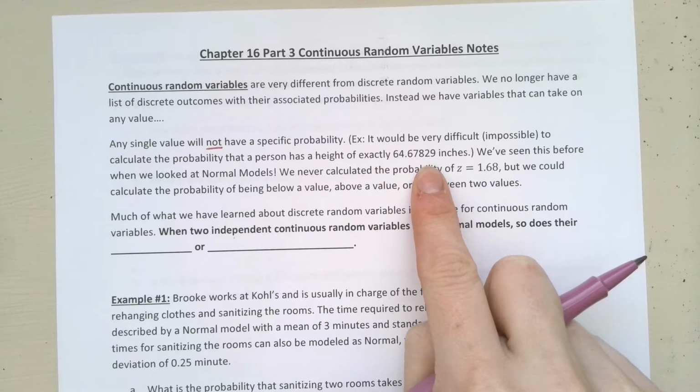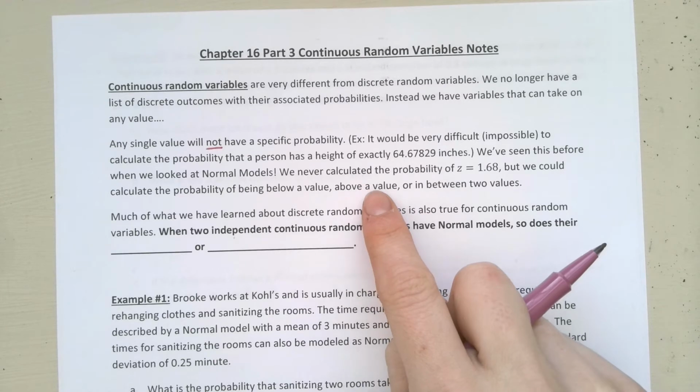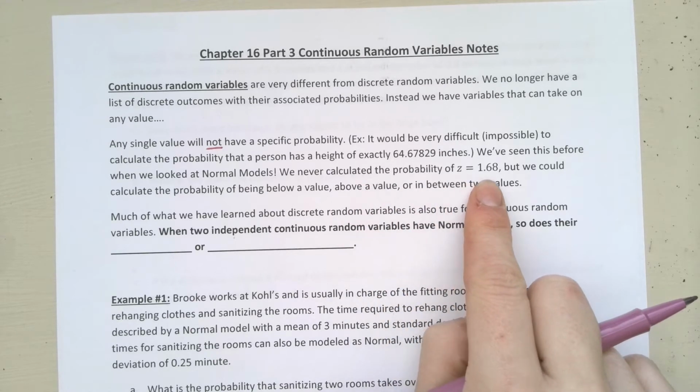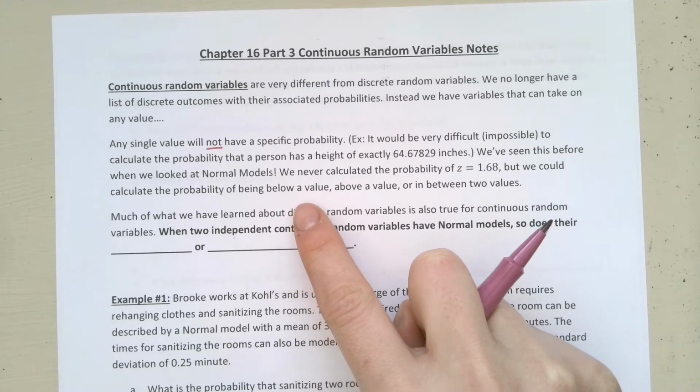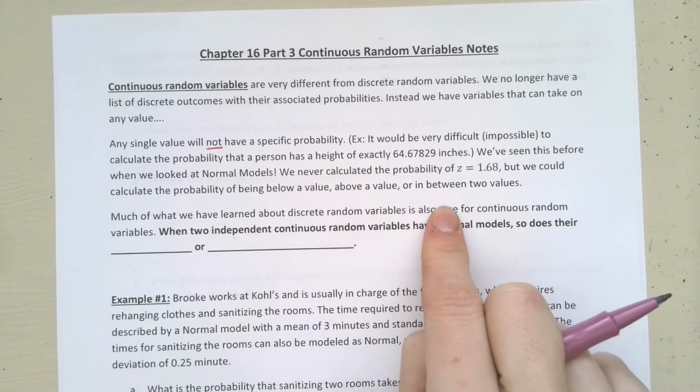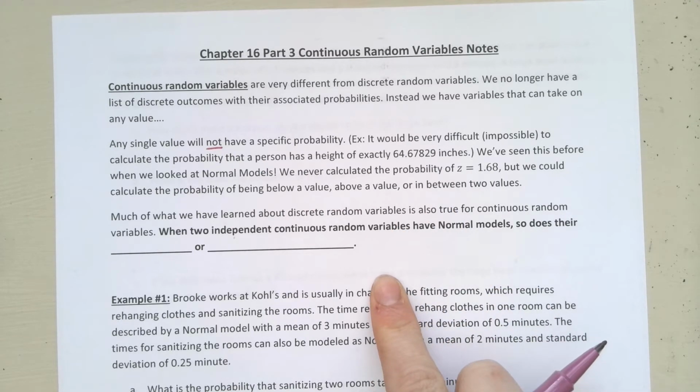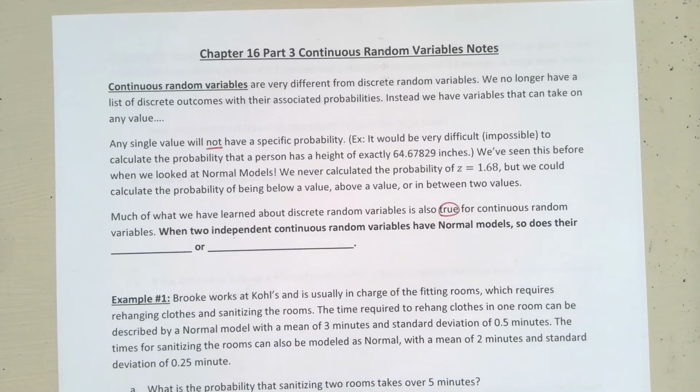We've actually seen this idea before when we looked at normal models. We never calculated the exact probability of a z-score being equal to something, right? Like we never found the chances of z being equal to 1.68, but we could calculate the probability of it being lower than a value, above a value, or in between two values. So what's nice is much of what we've learned about discrete random variables is also true for continuous random variables. All of the things we've learned so far, like multiplying by a constant, adding or subtracting two different random variables, stay the exact same for continuous random variables.